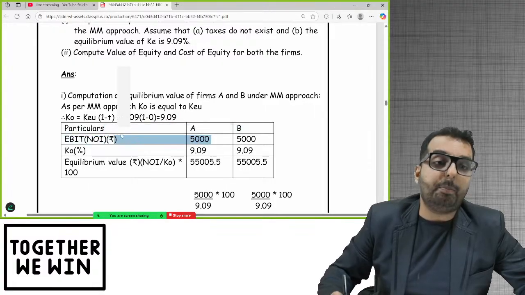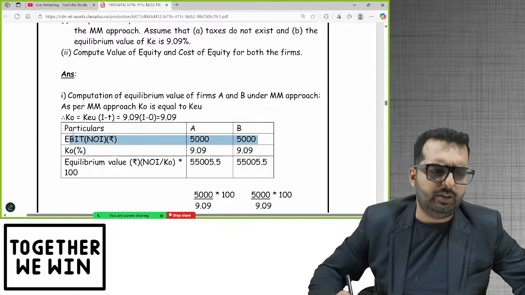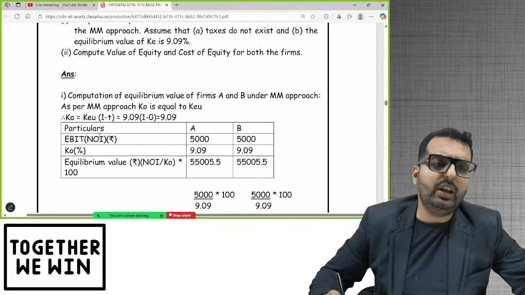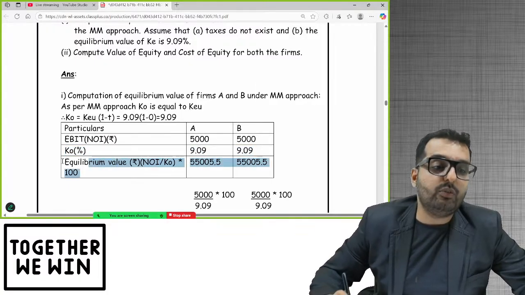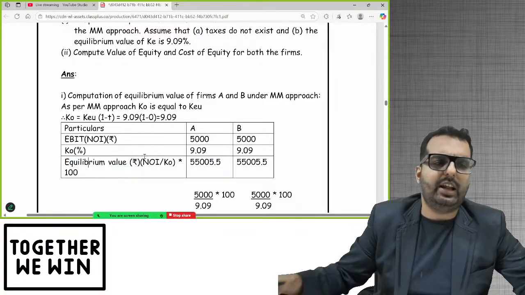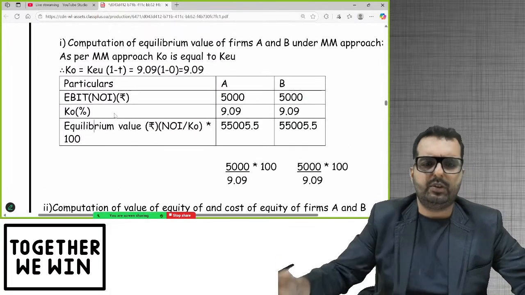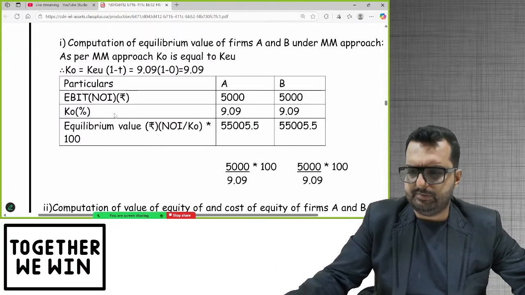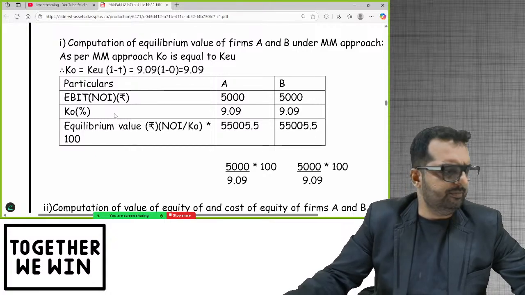EBIT, that is the net operating income, earnings before interest and taxes, how much? 5,000. They have an overall equilibrium cost of capital given as 9.09%. Considering that, what will be the total value of the company? It will be 55,005. Can you write down this in your books now? 55,005. Please write down this in your books now.